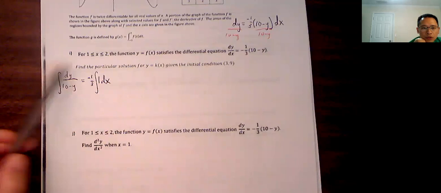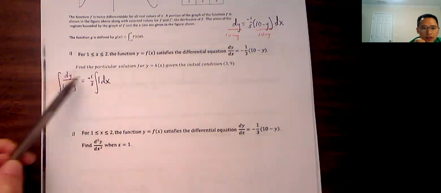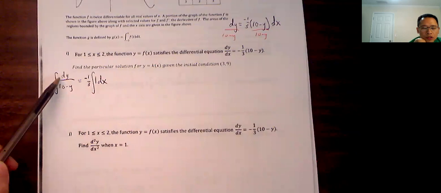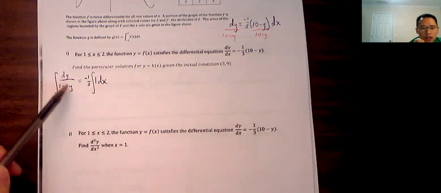This negative 1/3 doesn't have to be over here. So any leftover, I'm going to move on the right side here. Okay. So this looks like du over u, which is natural log, but this is not a clean u value or a clean variable. So I've got to go through u substitution there.